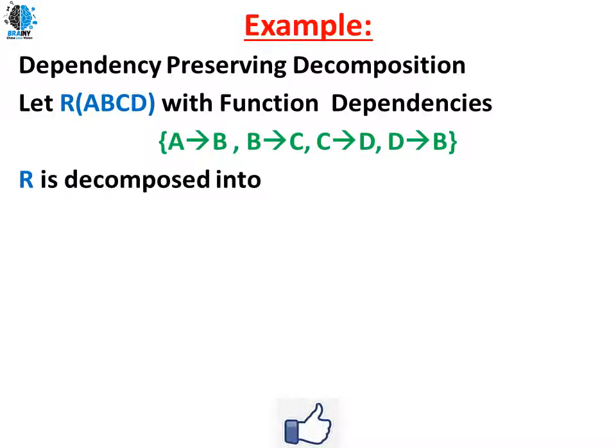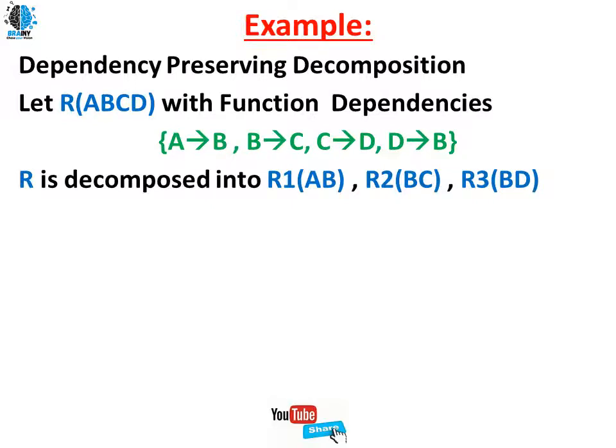Let's consider that this R table is decomposed into three tables R1, R2, R3, with R1 having attributes AB, R2 having attributes BC, and R3 having attributes DB. So all the attributes of R are present in these three tables. If I take a union of all the attributes of the decomposed tables, it is equivalent to the attributes of the original table. So let's see how we can have the same thing with the functional dependencies.